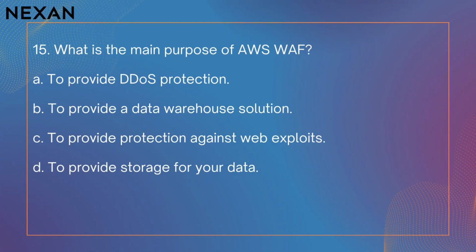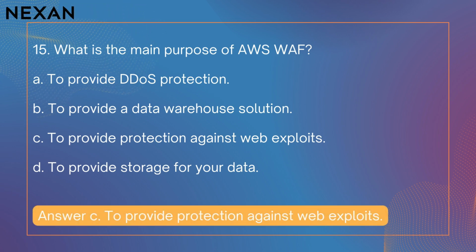15. What is the main purpose of AWS WAF? A. To provide DDoS protection. B. To provide a data warehouse solution. C. To provide protection against web exploits. D. To provide storage for your data. Answer C. To provide protection against web exploits.